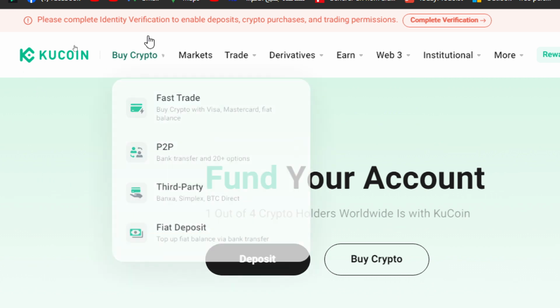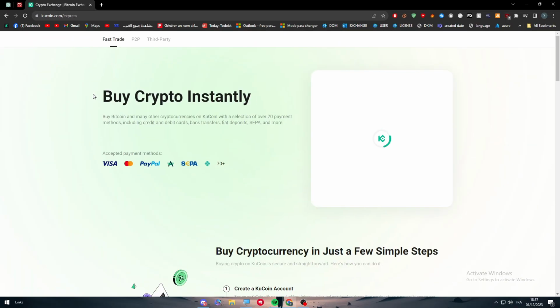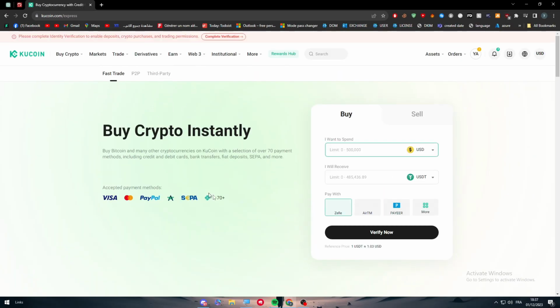So the first one, which is obviously clicking on buy, and here you will have four kinds of deposits. So let's go and talk about each one of them. So let's start with buy crypto instantly. Very simple, very easy, just like any cards or any platform that you use for buying stuff.